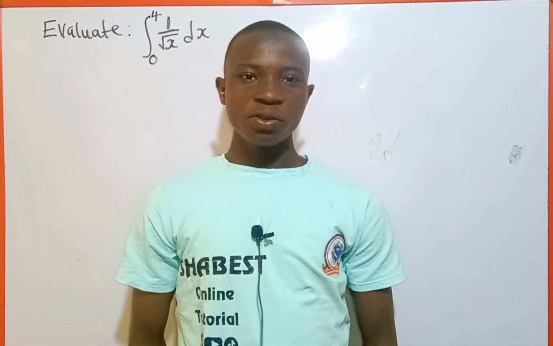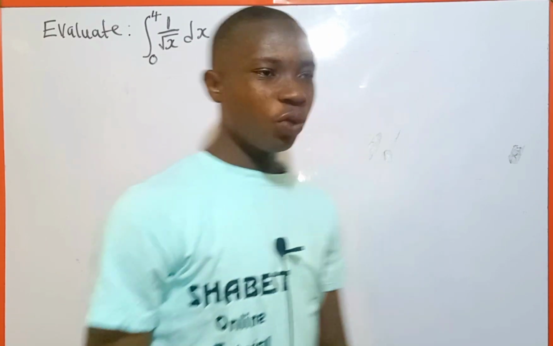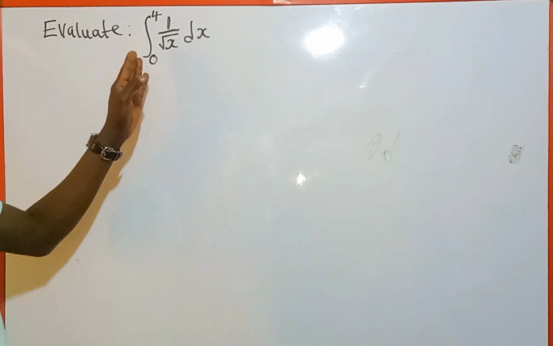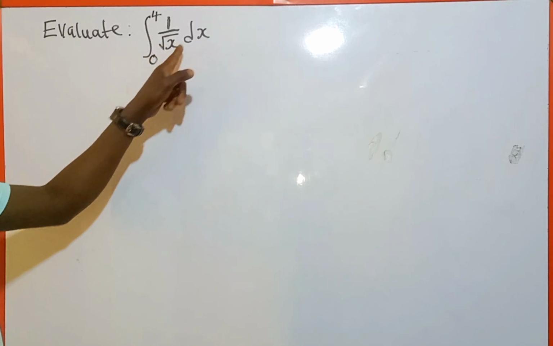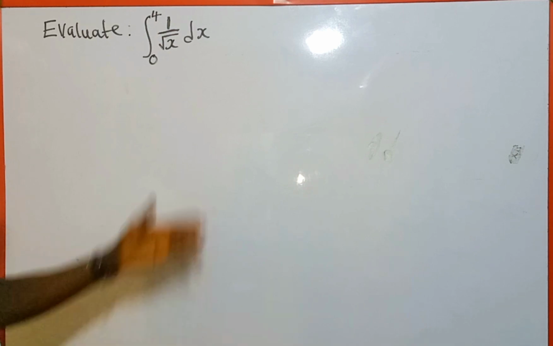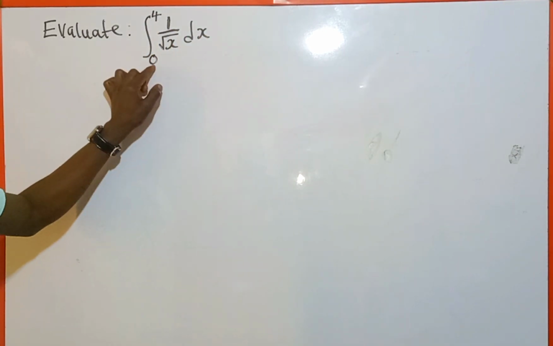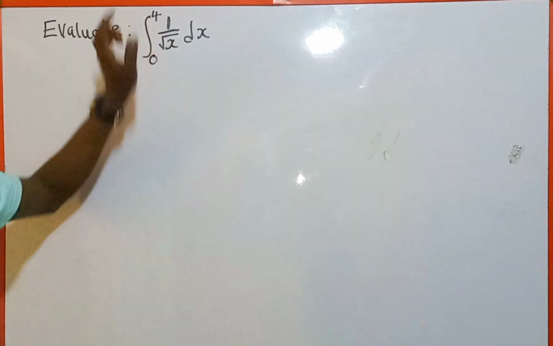In today's tutorial, we're going to learn how to provide a solution to this question on the board. The question reads: evaluate the integral of 1 over root x dx from the interval of 0 to 4. So we're going to integrate this with respect to x. The lower limit is 0, then the upper limit is 4.